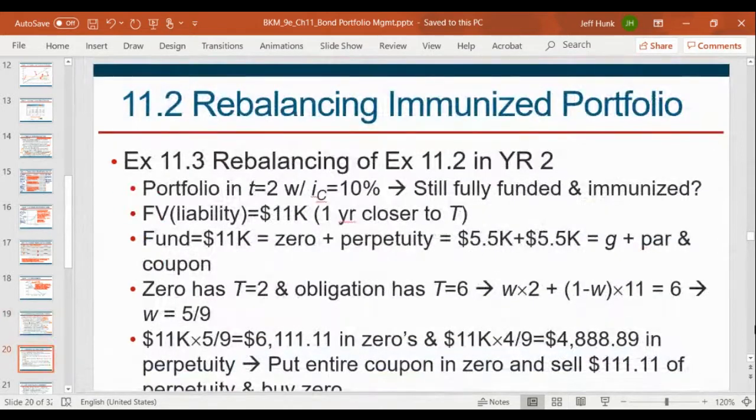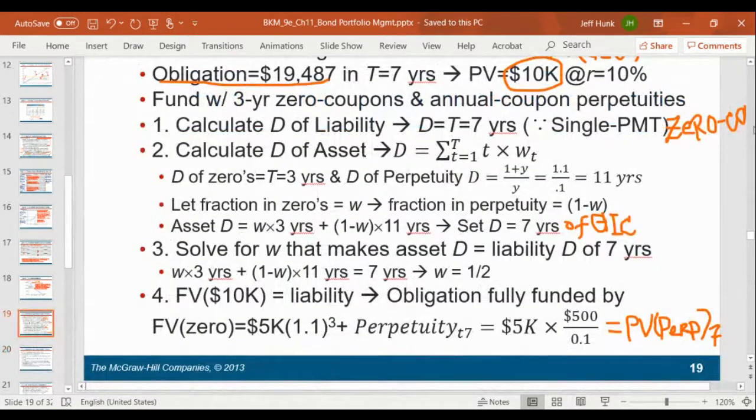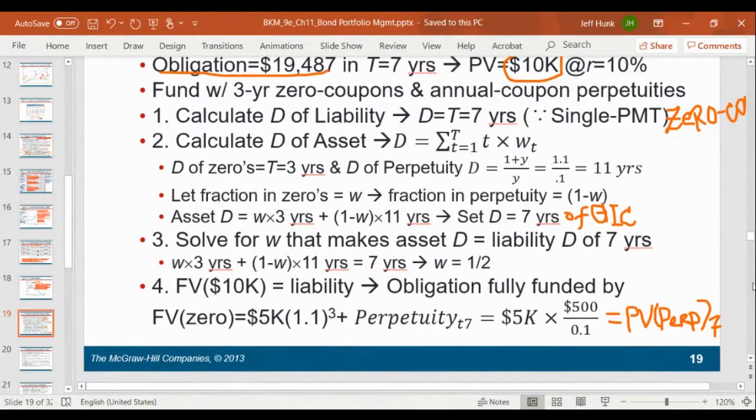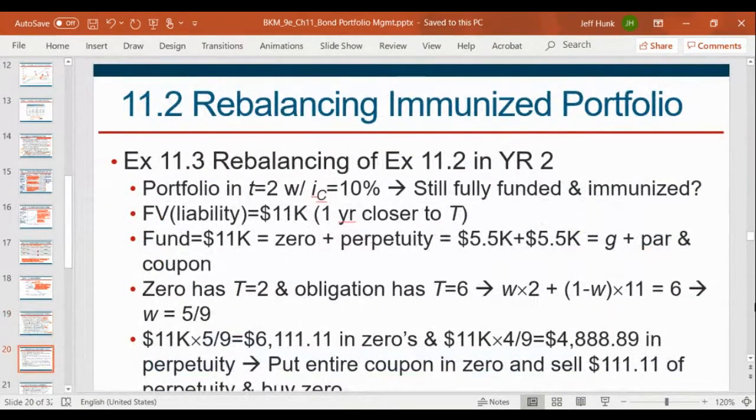But over time, as I said, if interest rate changes, together with the change in interest rate, automatically and naturally duration also changes. So it warrants rebalancing. It warrants rebalancing, right? So now let's go into year two in this example.